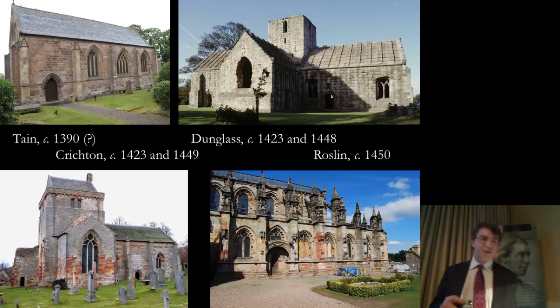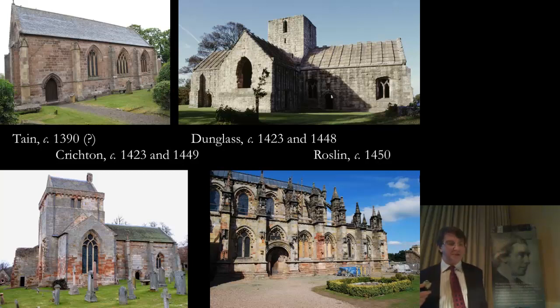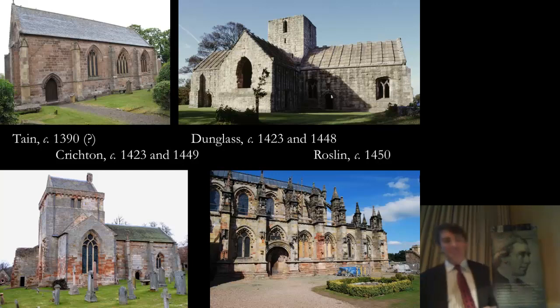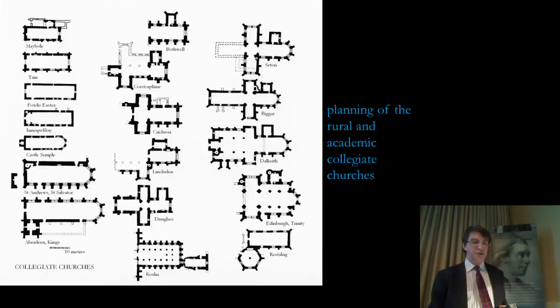These collegiate buildings were very often additions to existing parish churches, which more often than not were rectangular buildings. But after the Reformation, it was the collegiate parts, which were architecturally much more splendid, that were kept, and the original parts of the building were allowed to fall down. And I think that's what happened here. And then, of course, Roslin in 1450, the most complex of all of the rural collegiate churches.